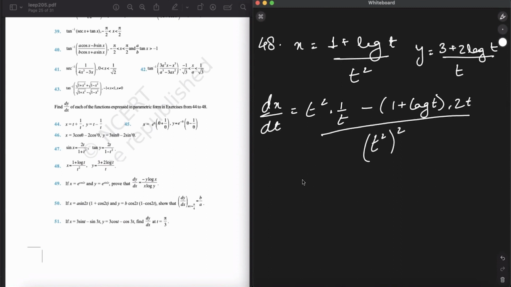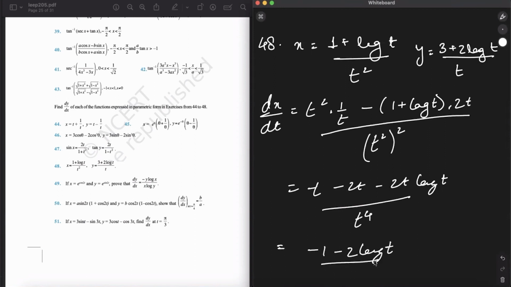Alright, so this, if I simplify it, I'll be left with t minus 2t minus 2t log t, and t to the power 4. So minus 1 minus 2 log t, divided by t cube. So this is your dx upon dt.